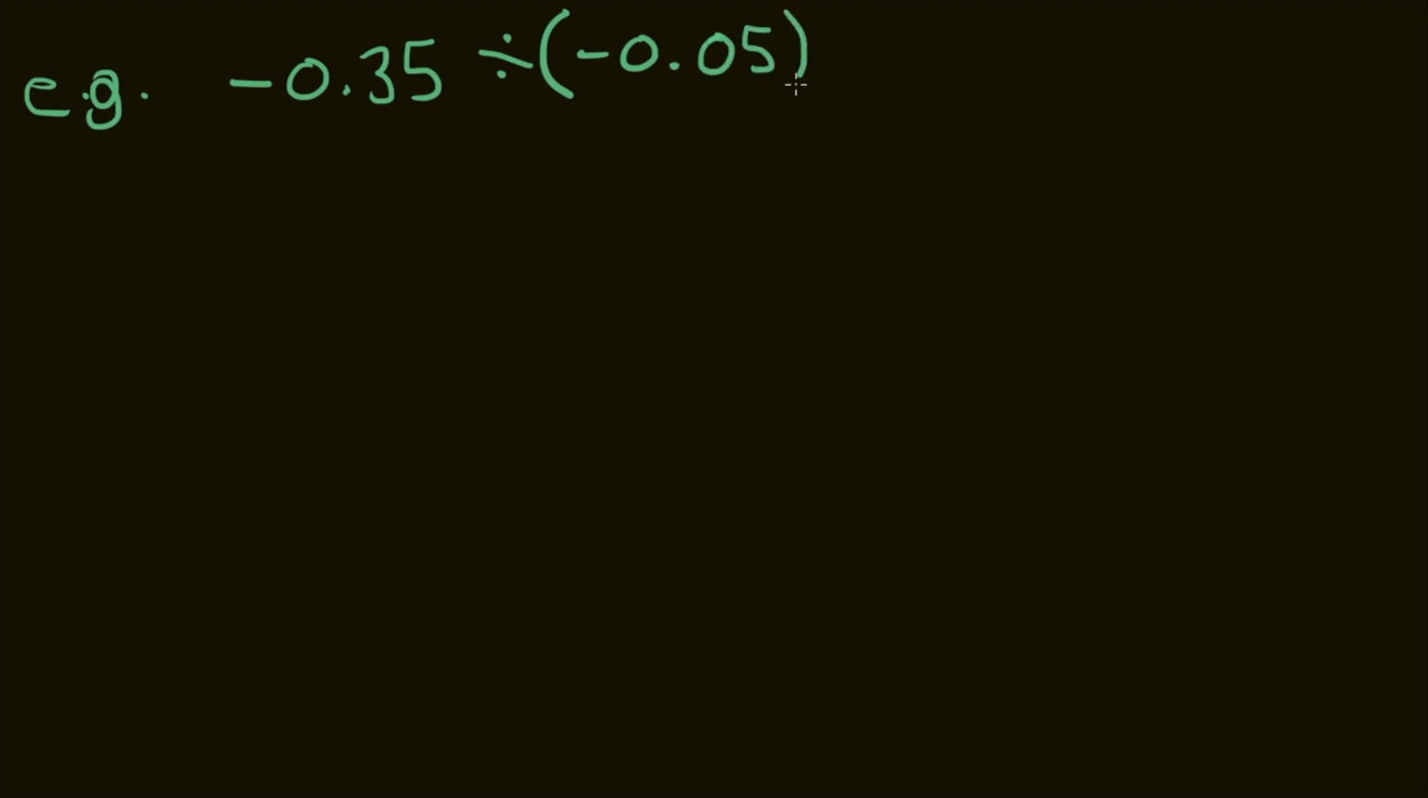We're going to stick around decimals. Students love decimals. Here we go. Negative 0.35. And we're going to go and divide it by negative 0.05. Oh, you want some fancy words to go and impress people? This is your divisor. This is the divisor. So that goes on the outside.